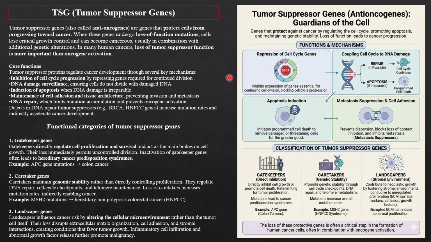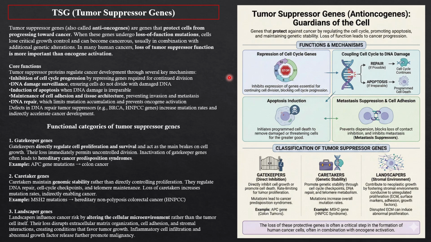The tumor suppressor genes also directly induce apoptosis. They activate programmed cell death mechanisms to eliminate damaged or abnormal cells, thereby protecting the organism from potentially carcinogenic transformations. In addition, they play a role in suppressing metastasis and maintaining cell adhesion by preserving contact inhibition and preventing cell detachment. They help ensure that cells remain in their proper location and do not spread to other tissues.